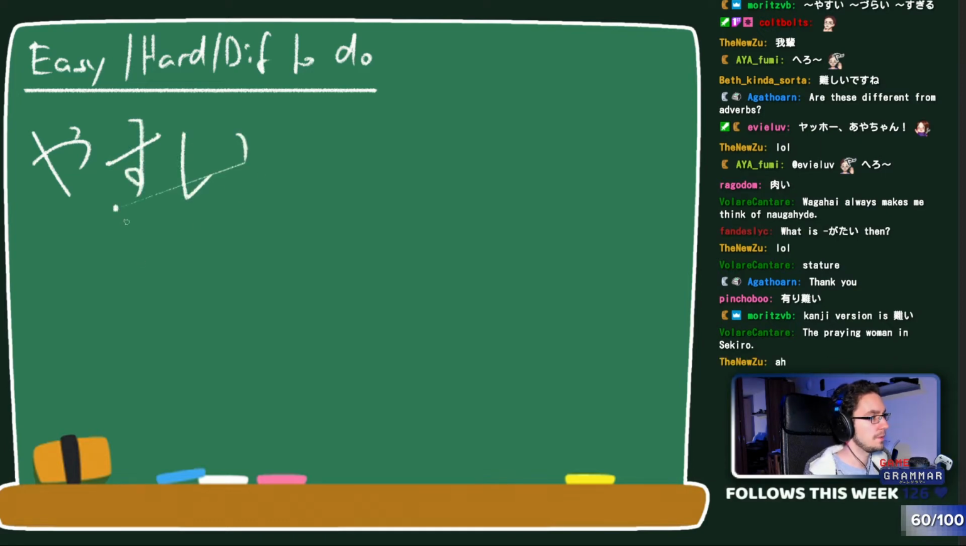I'm getting happier with the way my su looks, by the way. This looks a lot better than it did in the past. Anyways, yasui. Okay, so the kanji that you would usually use for this auxiliary, or by the way, this yasui also theoretically works as its own e-adjective, like a standalone e-adjective.